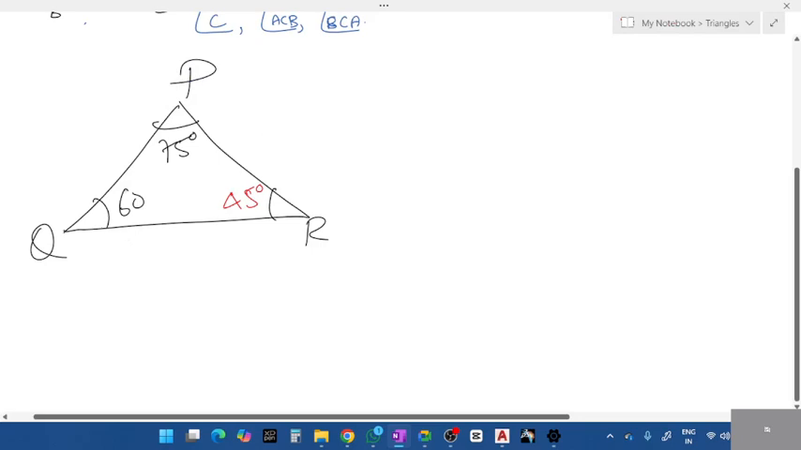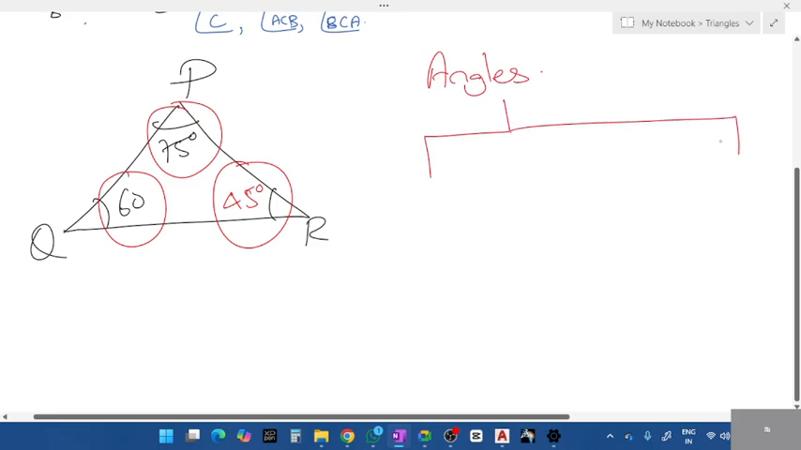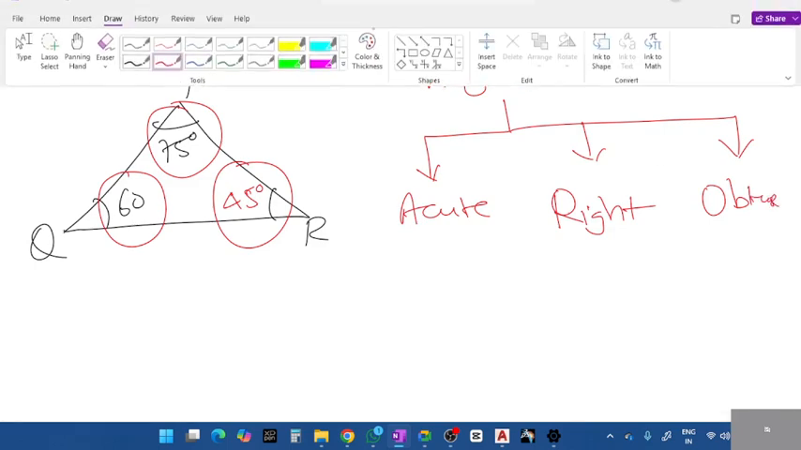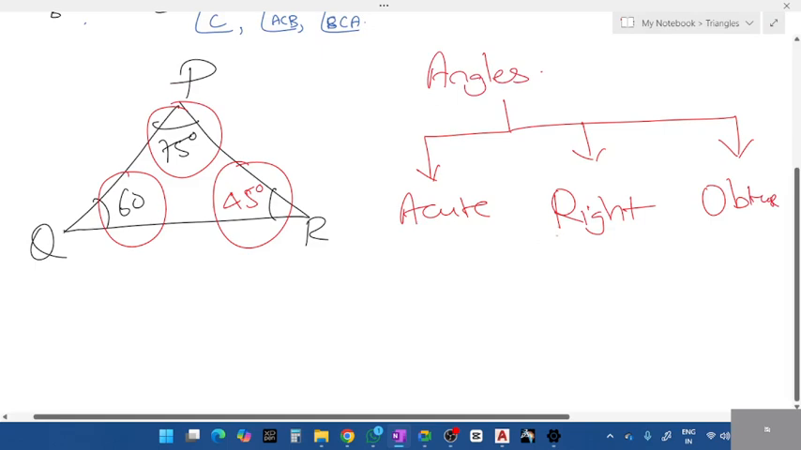Now angles, I told you all 180 degrees. In 180 degrees, can you see one angle is 60 degrees, one angle 45, the other angle 75? All these angles are less than 90 degrees. So based on angles, students, the triangle is classified into three types. What are the angles we have? Acute angle, right angle, and obtuse angle. Based on angles: acute angle, right angle, obtuse angle.